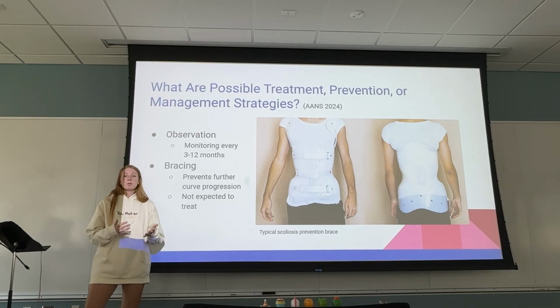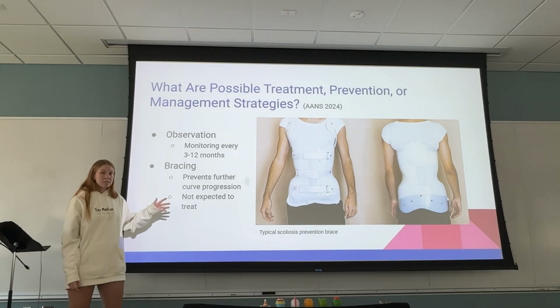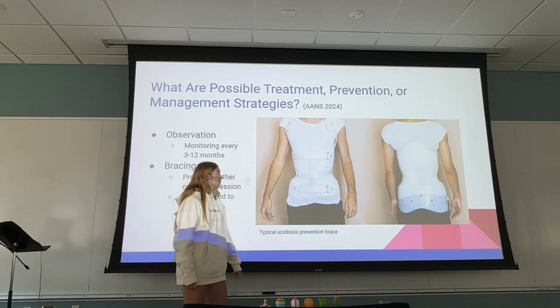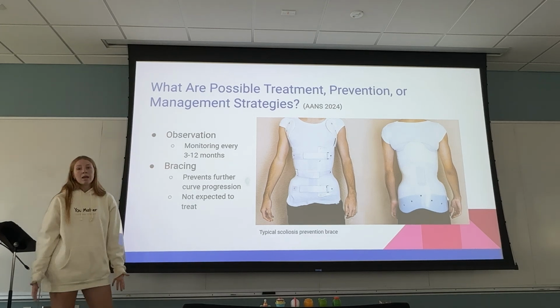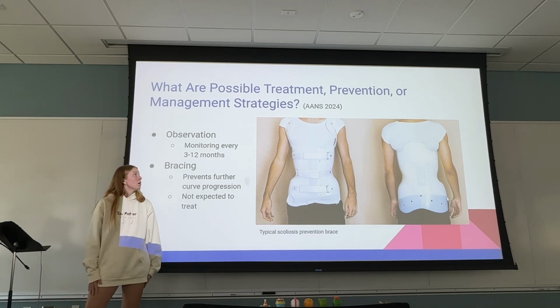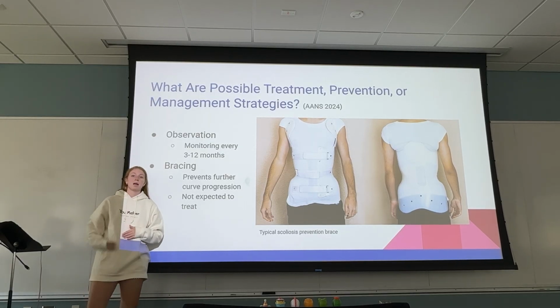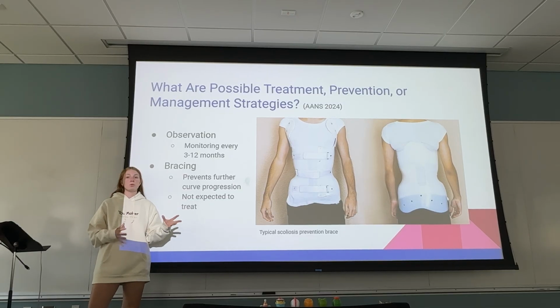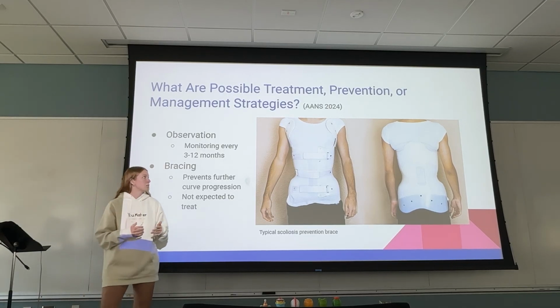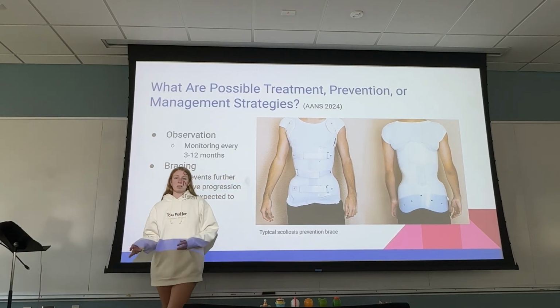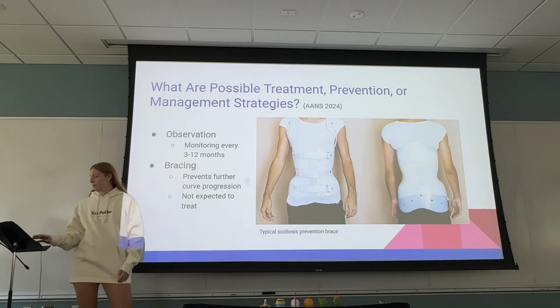And if scoliosis gets a little bit more severe, another option is bracing. And this is a picture of a typical scoliosis brace. Bracing is more of a management type instead of a treatment or prevention, because the brace is not expected to actually treat the scoliosis. It's expected to prevent further progression of the lateral spine curve. So it basically just keeps scoliosis where it is, because this part is hard and it doesn't allow it to get any more severe, but it doesn't really help it get any better.